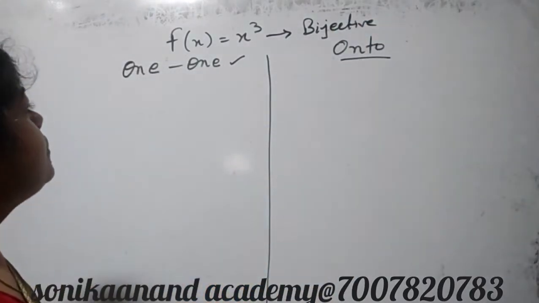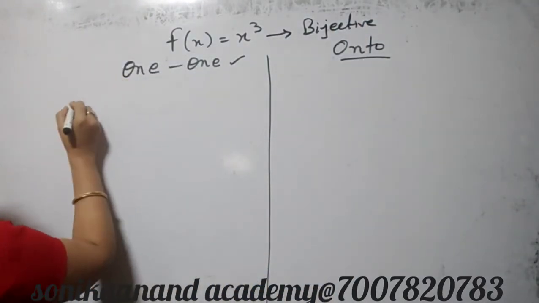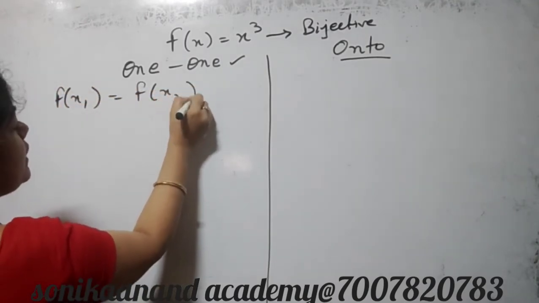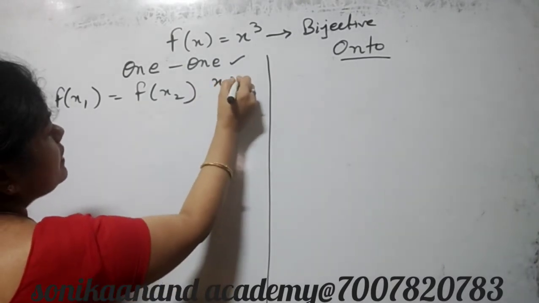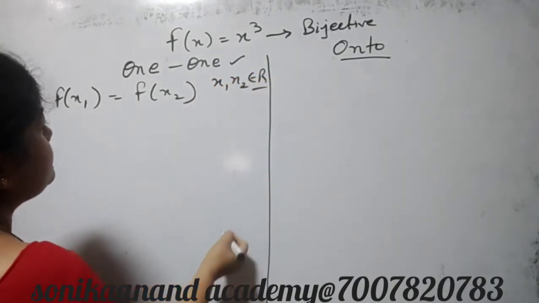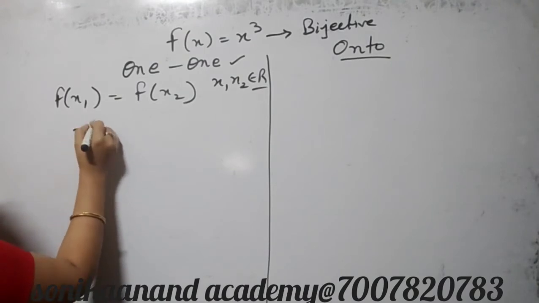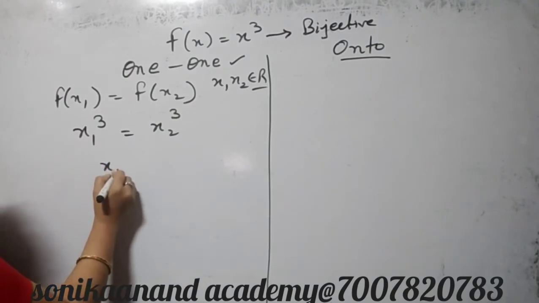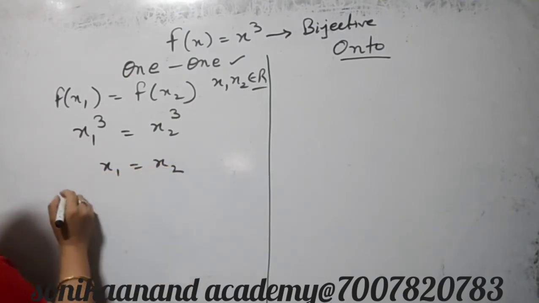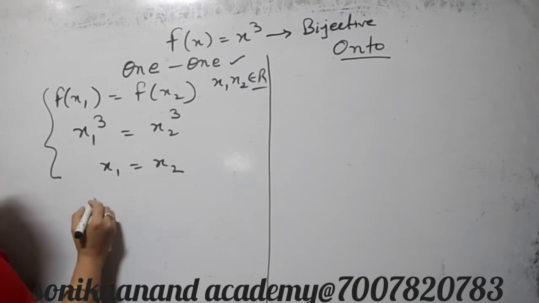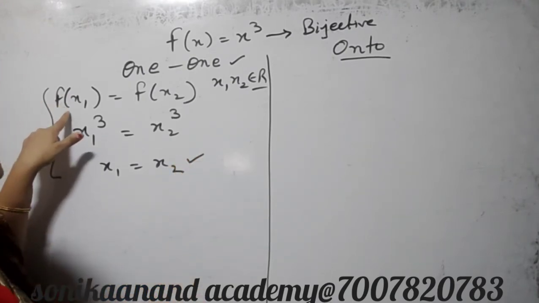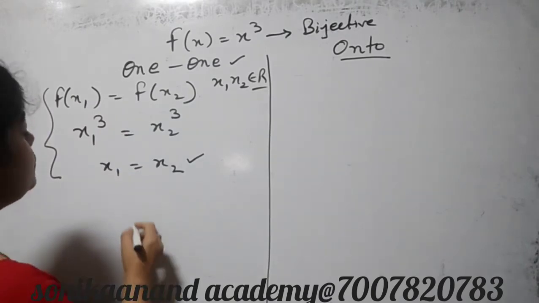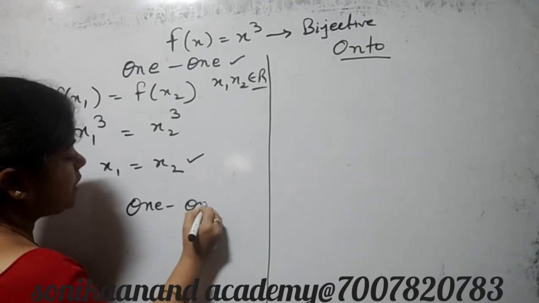Okay, so for 1-1, let f(x1) is equal to f(x2), for every x1, x2 belonging to R. So we substitute the values, we get x1 cube is equal to x2 cube. Now when we solve, we get x1 is equal to x2. So here, if we take f(x1) is equal to f(x2), we ultimately get x1 is equal to x2. So this function is 1-1.